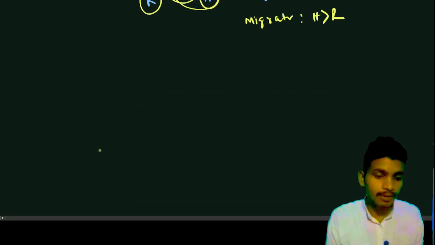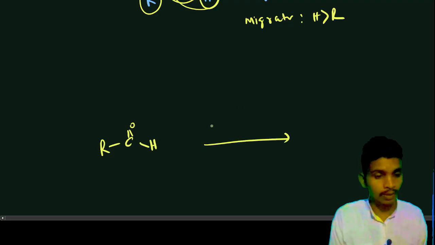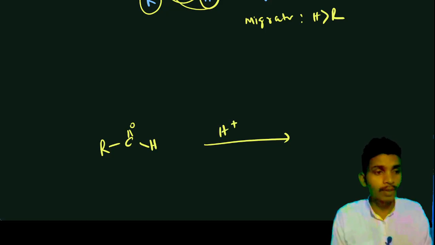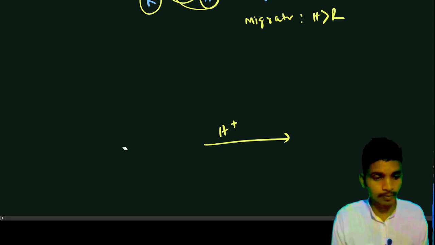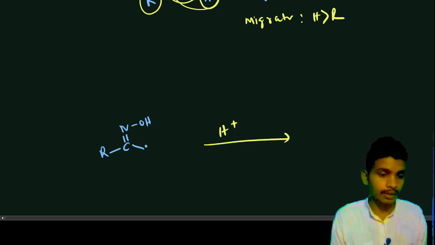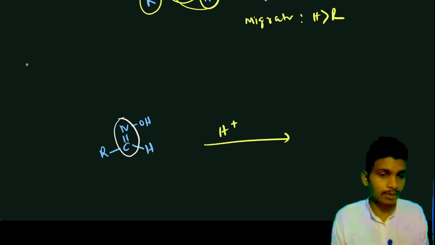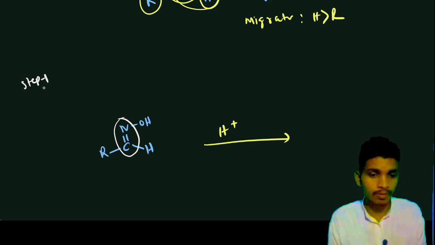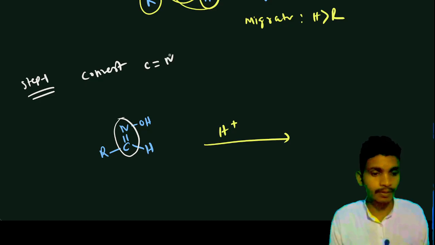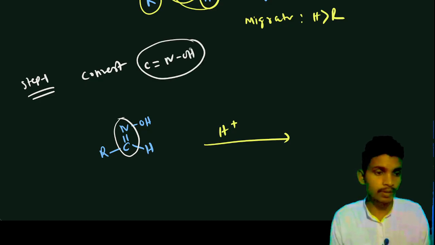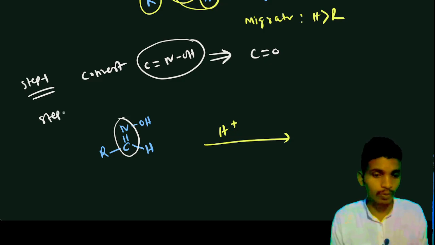It means whenever that group is there, let's say this is RC, NOH, that is the oxygen group, and H is there, and now you have that H plus acid, then what we will do? First our work is to convert this into CO. So first work, step 1, what we will do: convert C double bond N OH, this one, into CO.